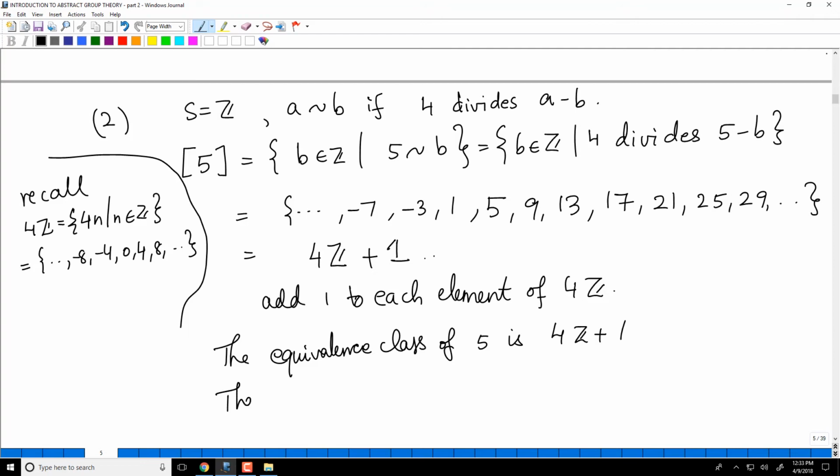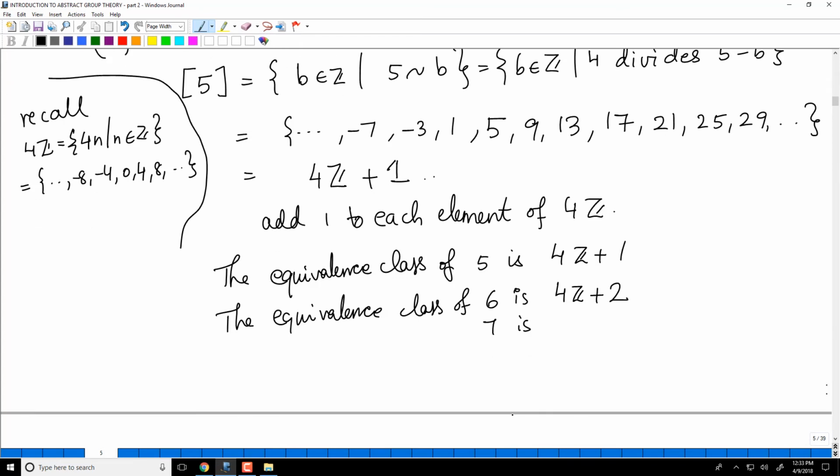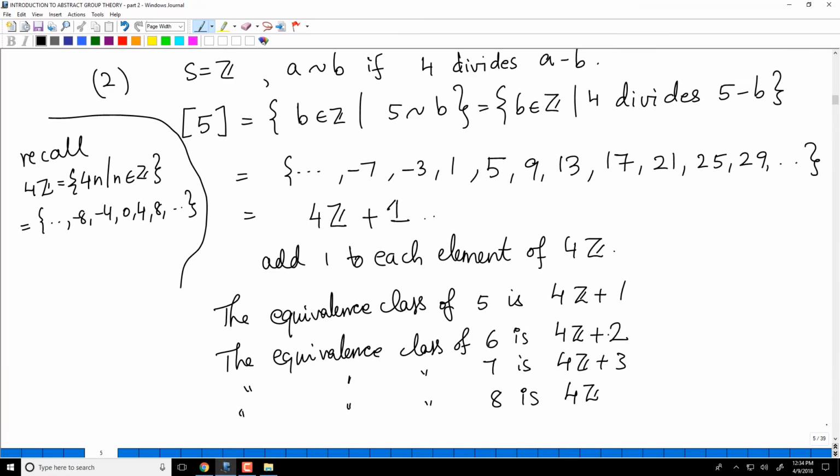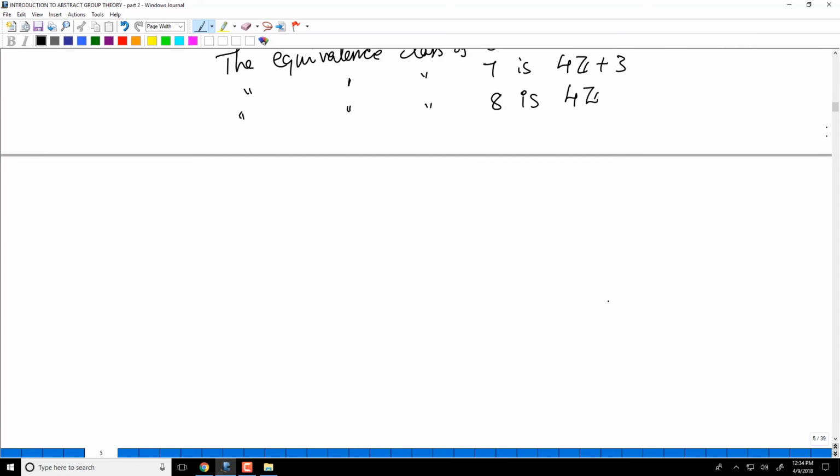I will let you do this as an exercise. What is the equivalence class of 6? It is 4Z plus 2. For 7 it will be 4Z plus 3. What about 8? You will see that it is exactly equal to 4Z. And for 9 it will be 4Z plus 1 again, and for 10 it will be 4Z plus 2. So they keep coming back. It's periodic in that sense. As I said, we'll come back to this example and study it in more detail later.